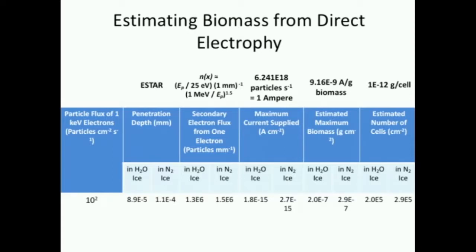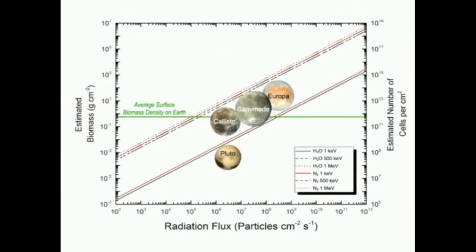And then this is better shown here with a graph. So just starting off with how many particles we had, and just starting off with our initial radiation flux and just moving forward, we can come up with an estimated biomass. So definitely probably overshooting here if the average surface biodensity on Earth is being exceeded by Europa and Ganymede.